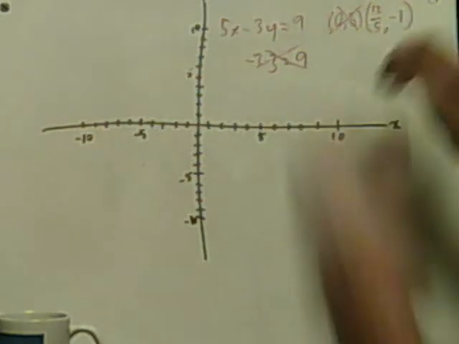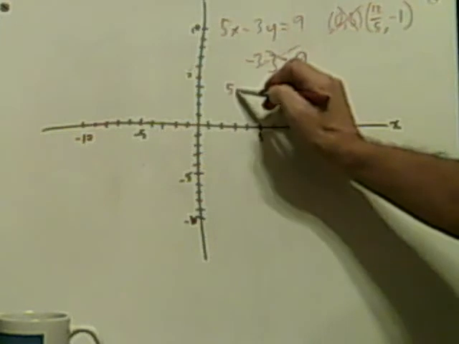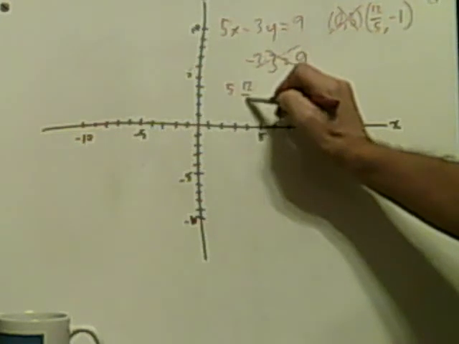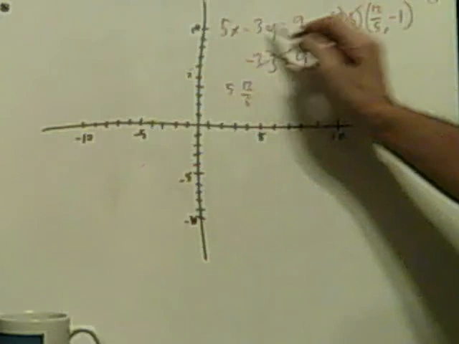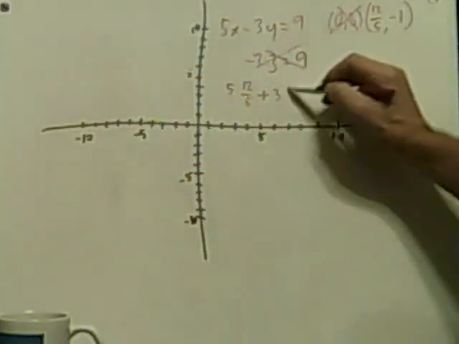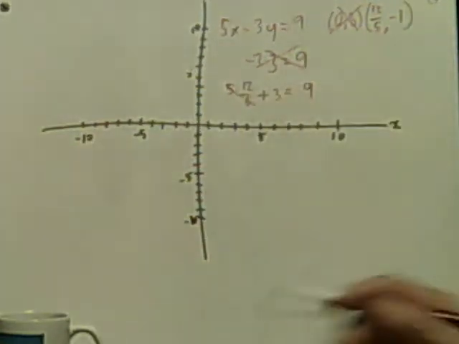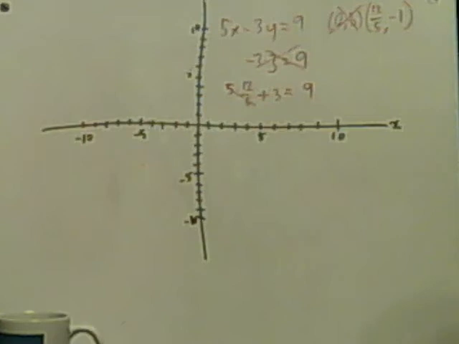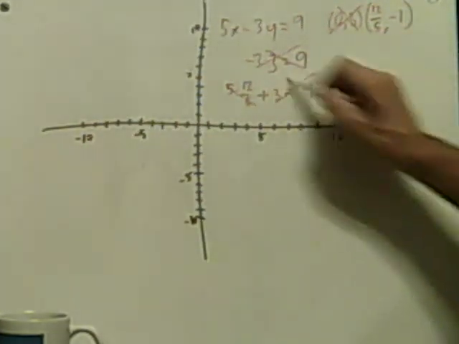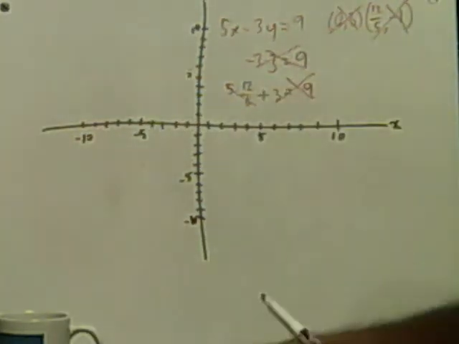Okay, let's try the second one. 12/5 and negative 1. So we have 5 times 12/5. Now it's minus 3 times negative 1, so that's just plus 3. Equal to 9. Now the 5s are going to cancel, and it's going to say 12 plus 3 equals 9, which of course is not correct. That's also wrong. 12 plus 3 is 15.